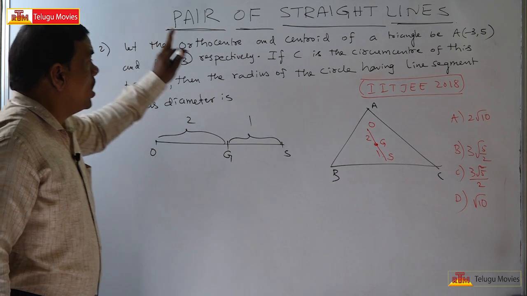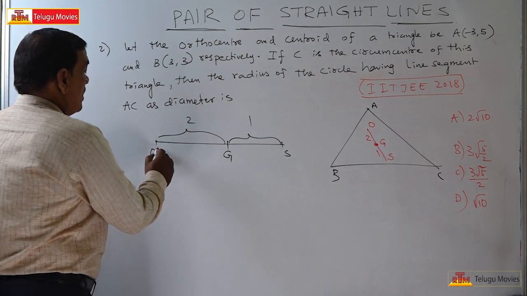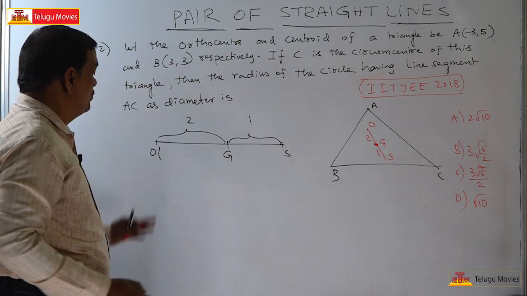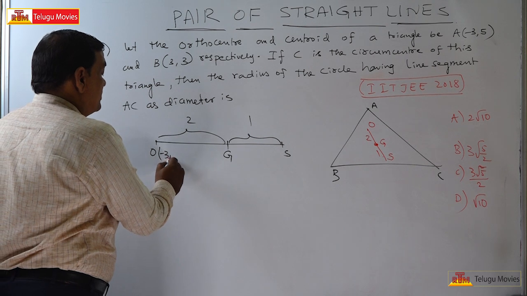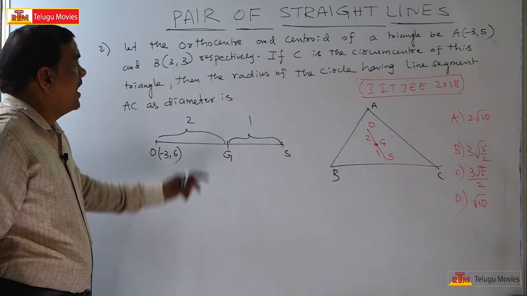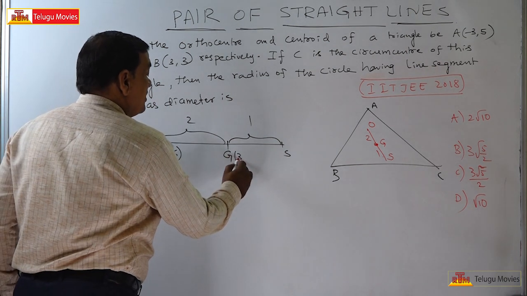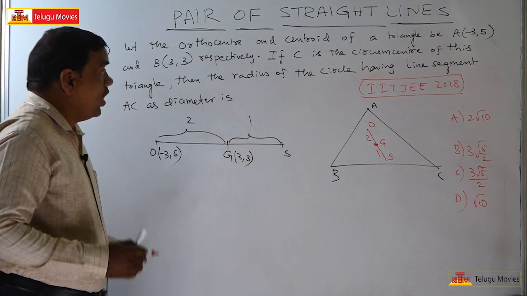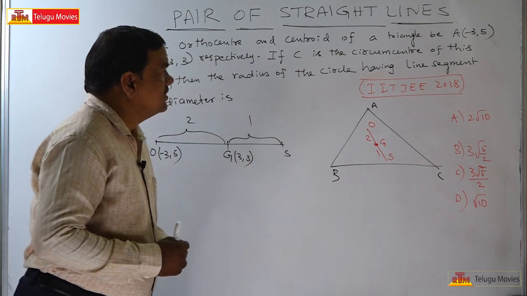Here the orthocenter and centroid are given. What is the orthocenter? Of course, it is given as A, but for convenience I am writing O. So this is equal to (-3, 5). And the centroid G is given as (3, 3). Now, C means S here, no problem.